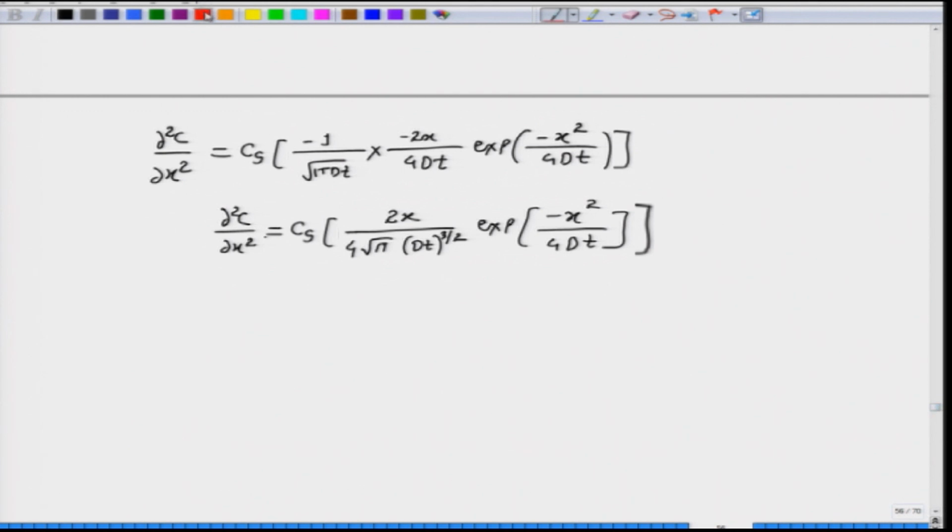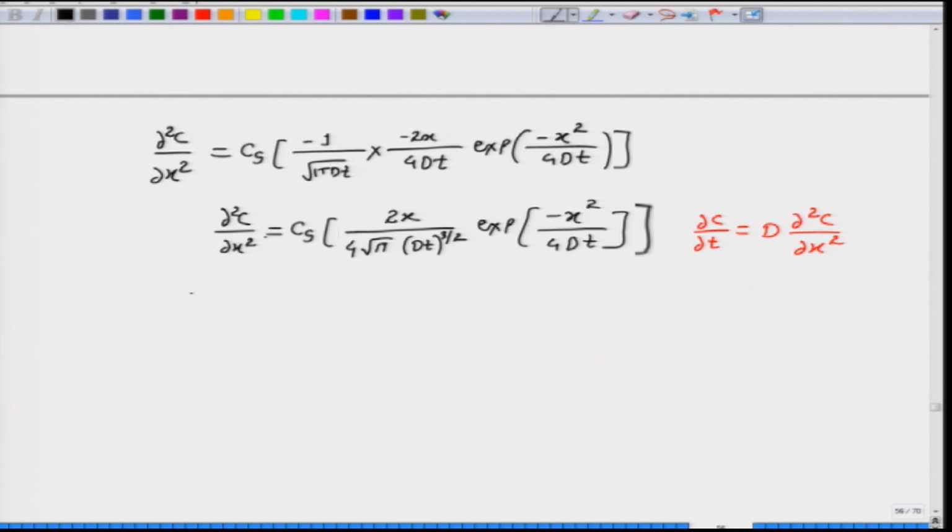What it also means is that if we look at the diffusion equation, ∂c/∂t = D ∂²c/∂x², the curvature is always positive at all x, which means ∂c/∂t is positive. So, the concentration at any x position should increase with time.